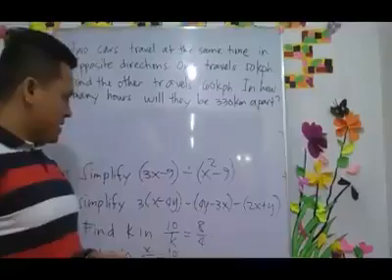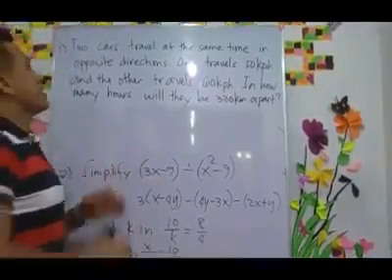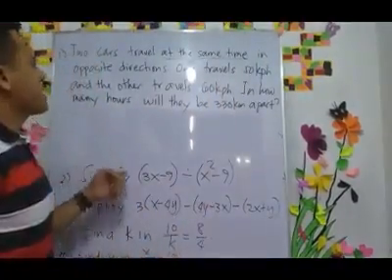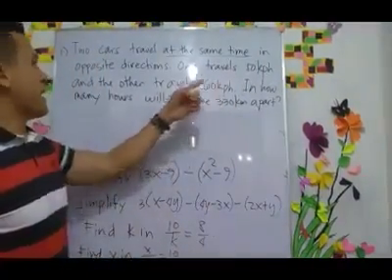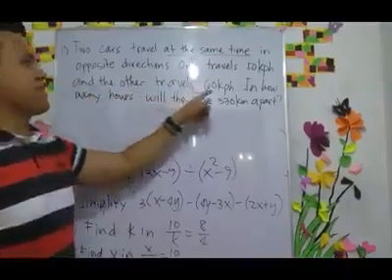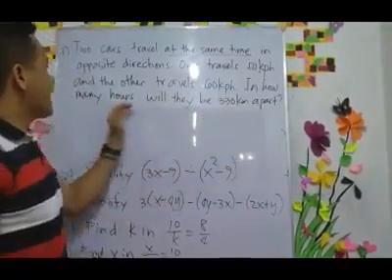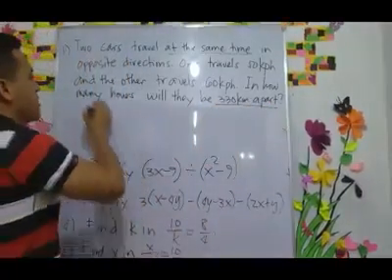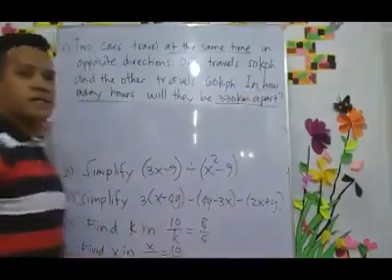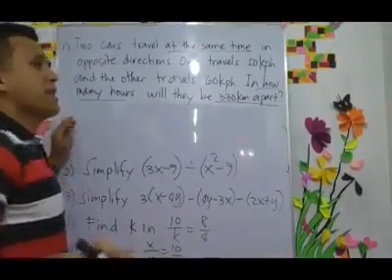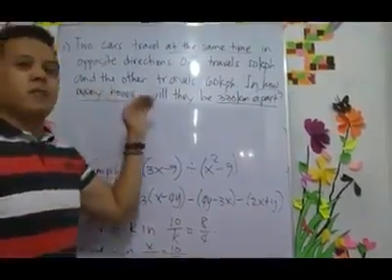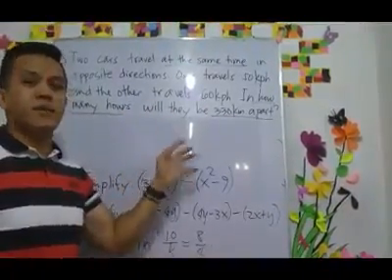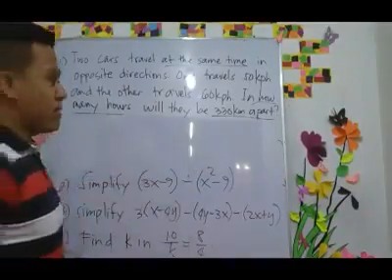So these are some of the questions. The first one: two cars travel at the same time, take note of that, in opposite directions. One travels 50 kilometers per hour and the other travels 60 kilometers per hour. In how many hours will they be 330 kilometers apart? The question is how many hours? This is an algebraic word problem that calls for a distance formula. This is a motion problem.